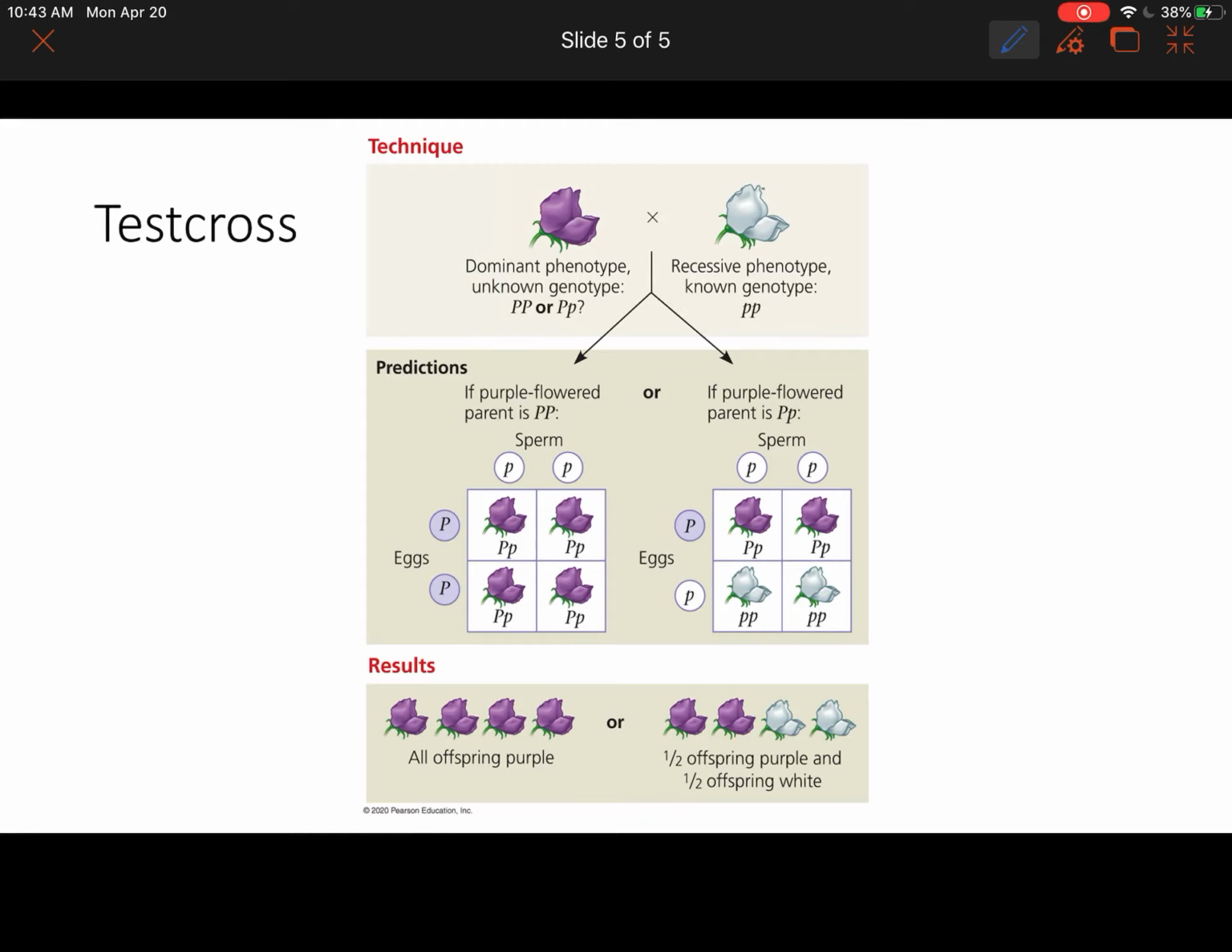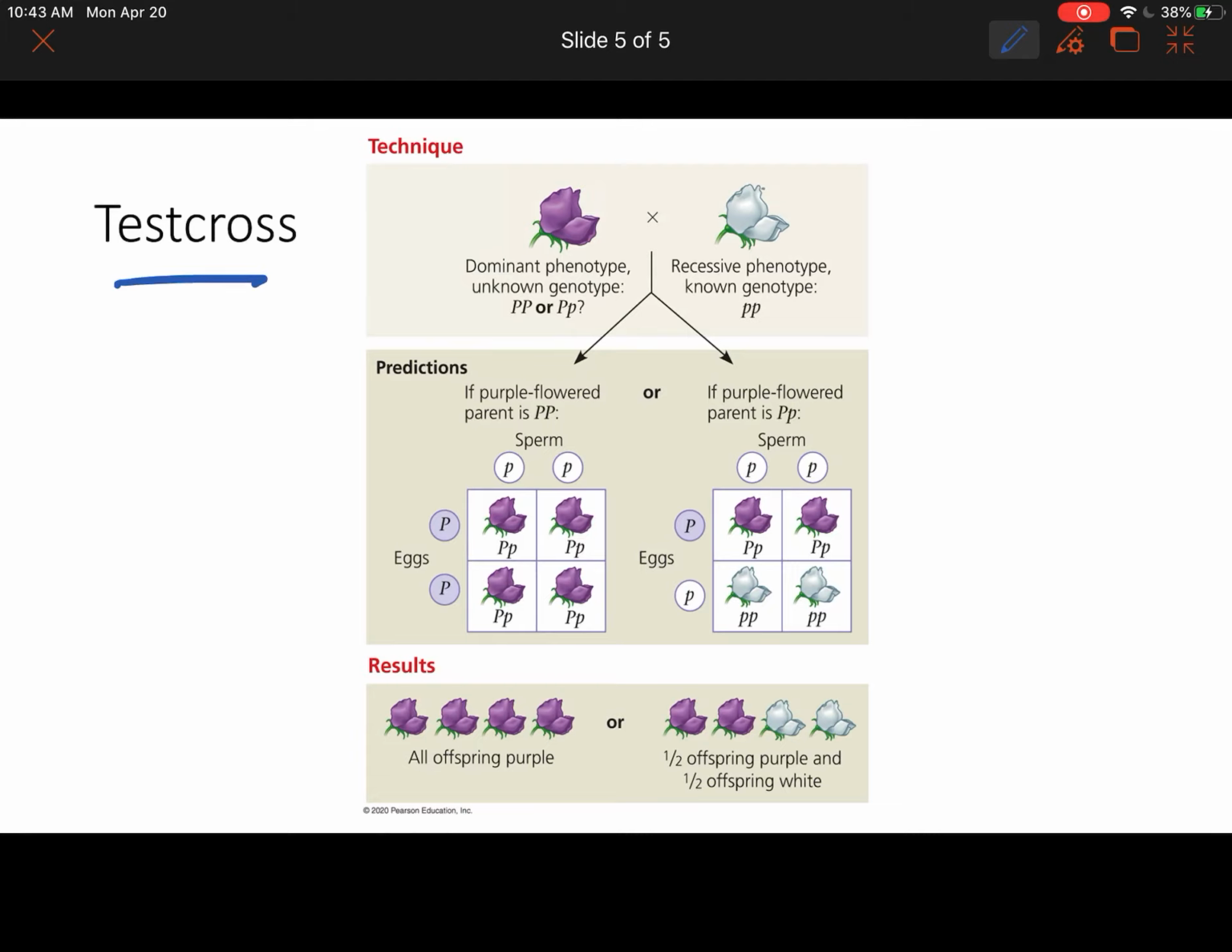Now, one of the other questions that comes up is, well, what if you come across a plant that has a dominant phenotype, but you didn't write down your label? So you're not sure who its parents were, or maybe you come across it in the wild and you're really curious and you want to know, is this plant that exhibits a dominant phenotype a homozygous dominant genotype or a heterozygous genotype? Well, the way to figure that out is through a test cross.